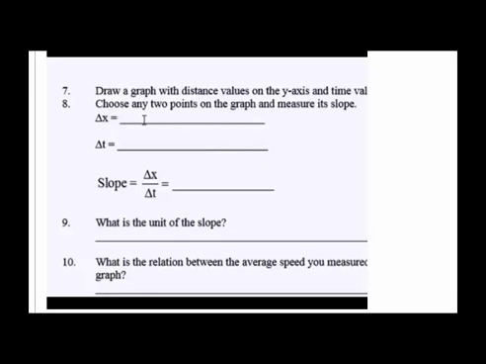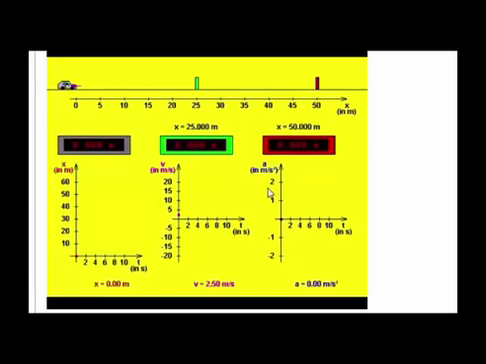Choose your delta x and record it here with units. Choose your delta t and record it here with units. And calculate the slope as delta x over delta t. And write the slope with the correct units. Now remember, the slope has a physical meaning. If you do not use the correct units, that physical meaning is lost. Alright, let's now go and do the lab activity.